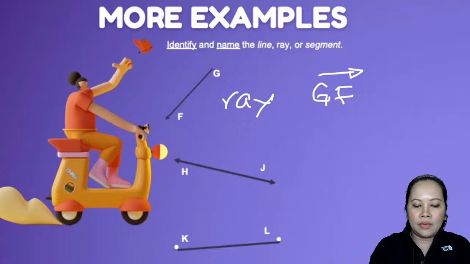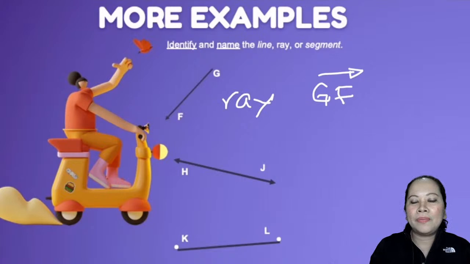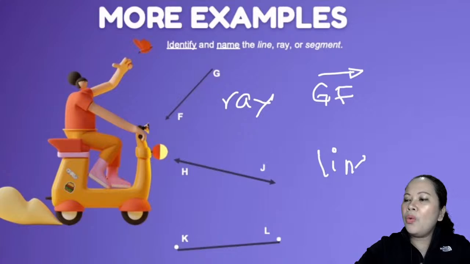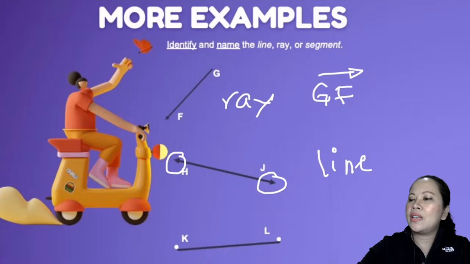Is it a ray, a line, or a segment? HJ. Yes, it is a line. How would we know if it's a line? When you see two arrows on both ends, that means it is being extended in both directions. So you can name it as HJ with two arrows, yes, it is a line, Ambry, or JH with two arrows on top.